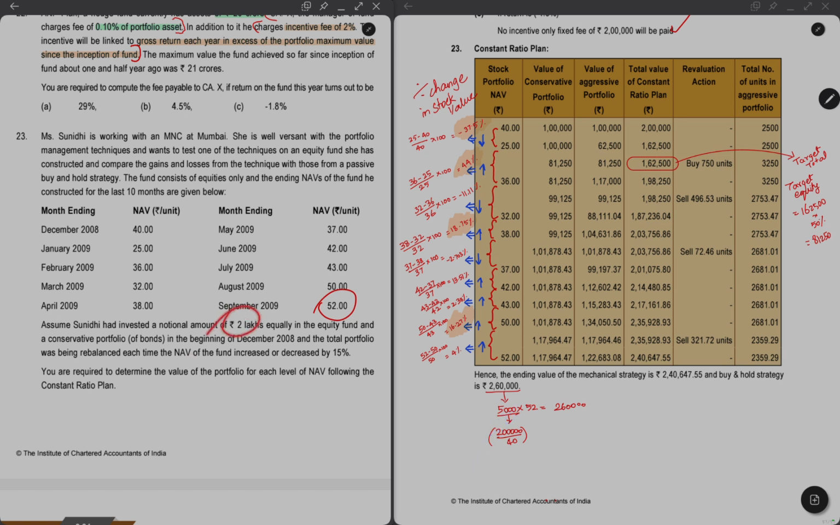2 lakh divided by 40 will give us the number of units to be purchased, because the NAV on that date is 40. 2 lakh by 40 will give us 5,000 units, multiplied by 52 as on the end of September, which makes the value 2,60,000. So in this case, the buy and hold strategy has more returns compared to the mechanical strategy which she has followed. Hence the plan didn't work out properly.